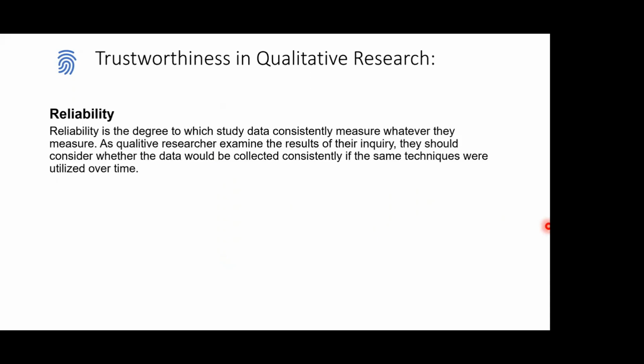Now, reliability is important, and I'll be brief here on this one. Reliability is the degree to which studied data consistently measure whatever they measure, right? As qualitative researchers examine the results of their inquiry, they should consider whether the data would be collected consistently if the same techniques were utilized over time. And that's important, even in quantitative research. Can we go back and analyze the data and come up with these findings or somewhere within the ballpark?